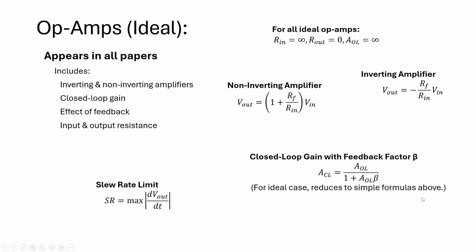Anyways, op amps, again, come up in every single paper just because it's how they format the paper, right? This includes inverting and non-inverting amplifiers, closed loop gain, effective feedback, input and output resistance, and these are all the equations you need to know. These are your assumptions for ideal op amps, obviously your equations.